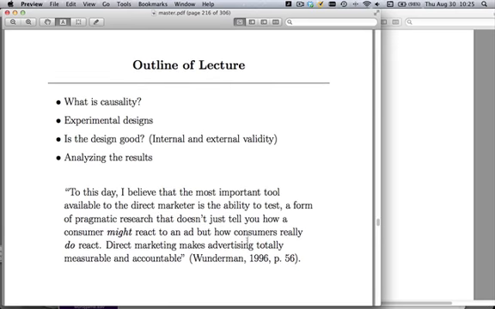Here's a wonderful quote from Lester Wunderman, who's one of the fathers of direct marketing. And he's kind of pointing up one of the great virtues of direct marketing that lends itself to testing, which we could also say of internet marketing. "To this day, I believe the most important tool available to the direct marketer is the ability to test, which is a form of pragmatic research that doesn't just tell you how a consumer might react to an ad, but how consumers really do react. So direct marketing makes advertising totally measurable and accountable."